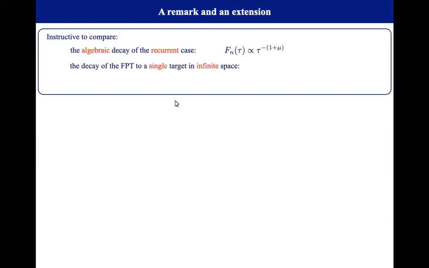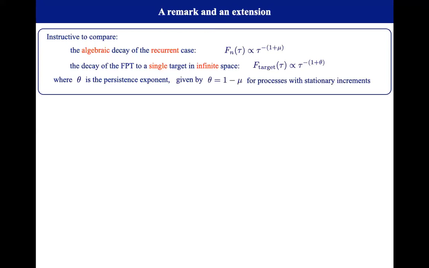The decay of the first passage time to a single target in infinite space defines what is called the persistent exponent theta. And this is something that has been studied a lot. In particular, for processes with stationary increments, you can show that theta is given by 1 minus mu. So now you can compare both. And as you can see, if we rewrite mu in terms of theta, they're actually very different. They do not even have the same monotony with respect to theta. Just to say that this is very different from the persistent exponent, the exponent we found.